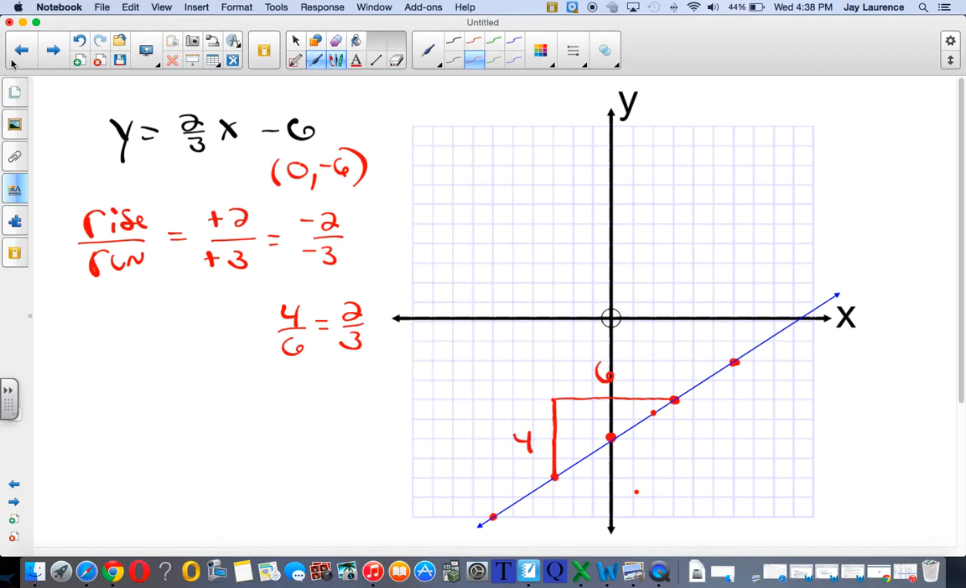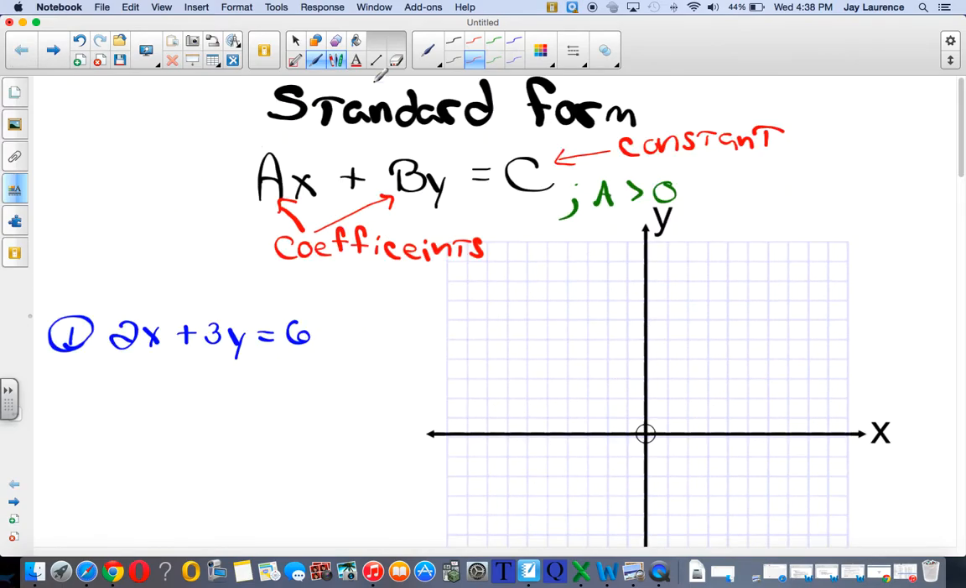You don't make a table for these. Now, for these standard form equations, I'm not going to make a table either. I could convert it to slope-intercept form, but that's a lot of work. I would rather find my intercepts, the x-intercept and the y-intercept. We talked about this in class on Wednesday. The x-intercept has to be some number and then 0, and the y-intercept has to be 0 and then some y-coordinate.